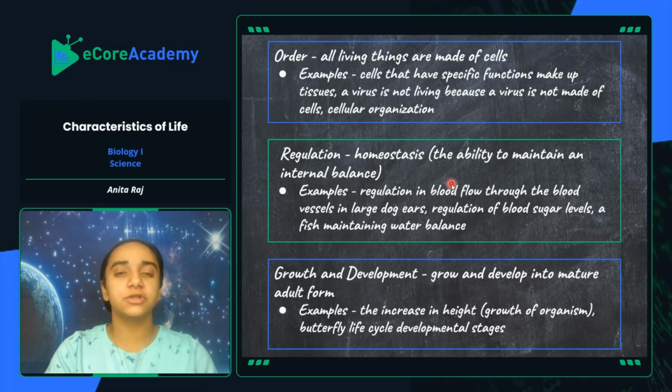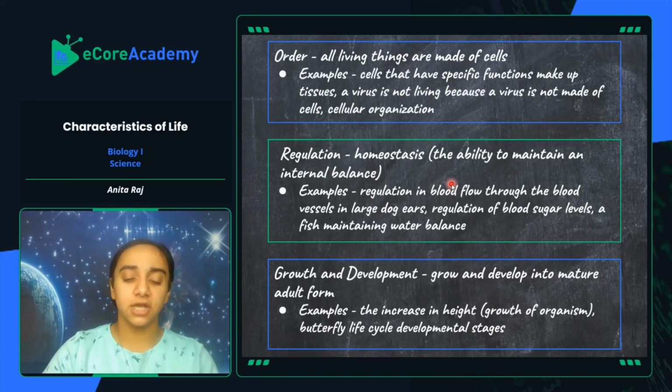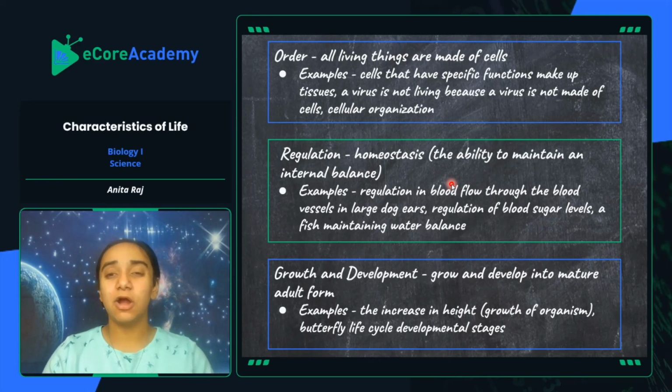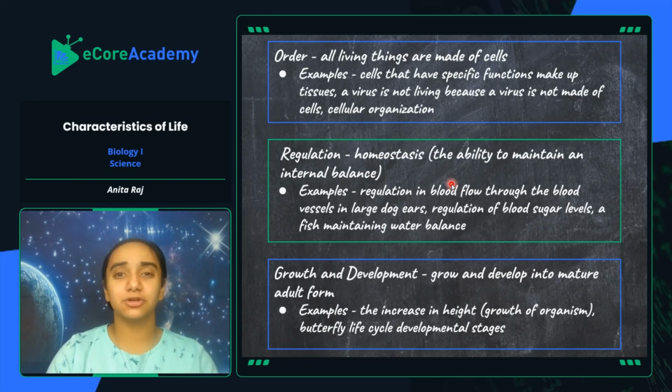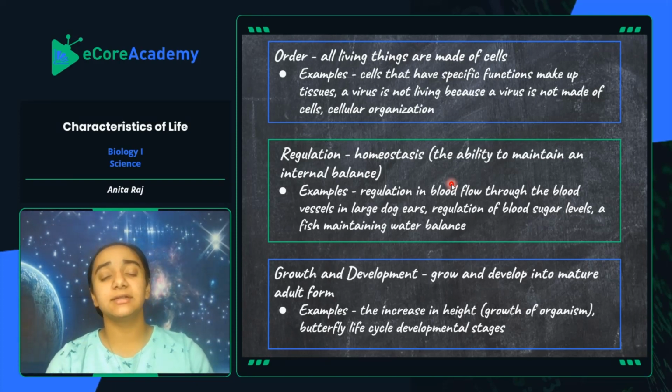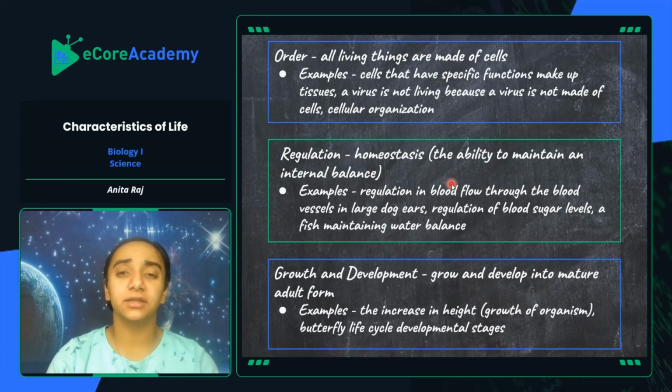If you're a preteen or a teenager, you've gone through puberty. Your body has gone through changes. If you're a child, that's a big change as well. Hormones are being released. Your limbs are growing longer. Your brain is changing. The folds in your brain are changing. It's all these different things that are constantly evolving in our body as we grow and develop into our mature adult form. So examples include the increase in height, such as the growth of an organism. I think this is such a straightforward one. Think of how much you've grown in the past few years. That is indicative of the fact that you are living, that you're an organism, that you're growing.